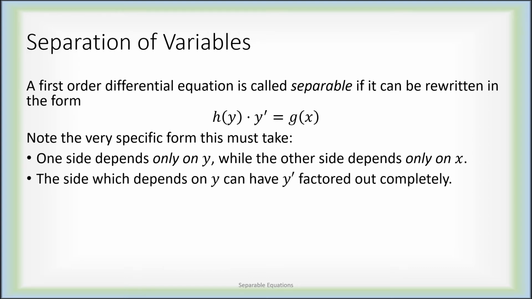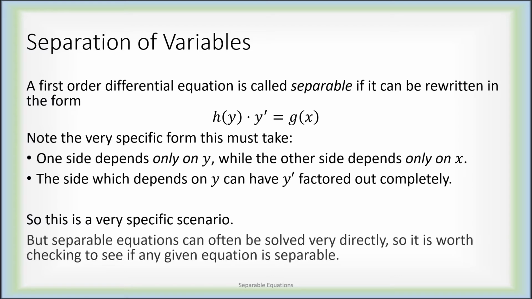Furthermore, on the side that has your variable y, there's a y prime that can be factored out completely. And of course, x versus y is not important. What's important is that y is a function of x, whatever the letters might be. Now, this is a very specific thing: all of your independent variables on one side, all of your dependent variables on the other, with the derivative being able to be factored out.